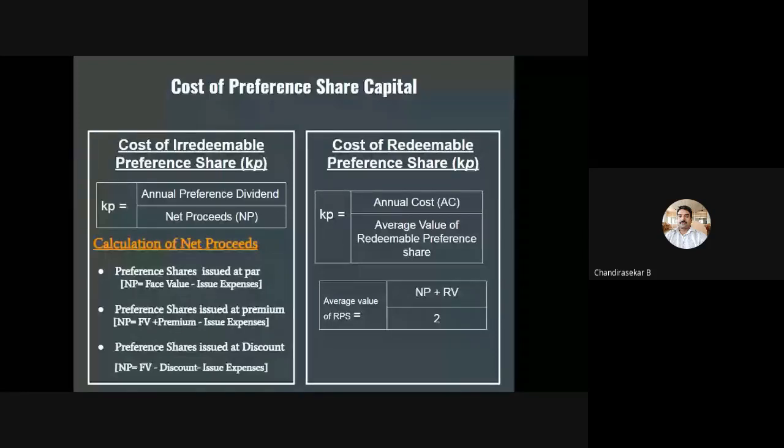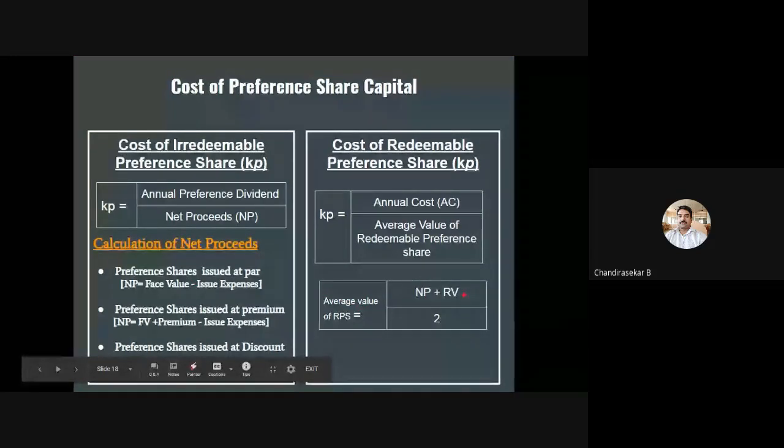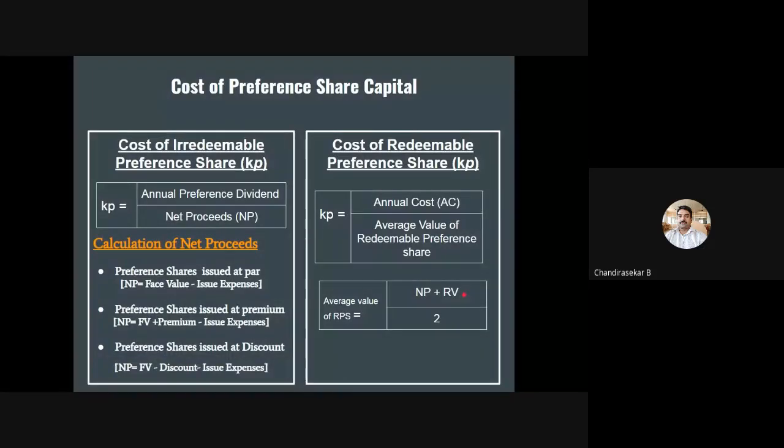Net proceeds, we already discussed. Any one of three methods will come. We have to calculate whether issued at par, at premium or at discount. Whichever method is adopted by the company, we have to follow that one. And redemption value means whether the company agreed to get back the preference share for face value, for discount or for premium.